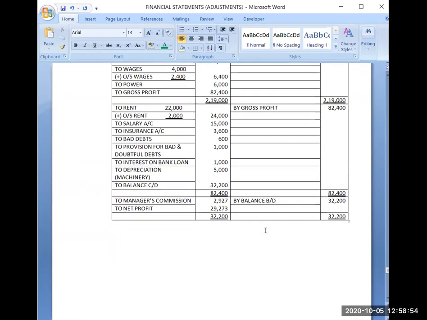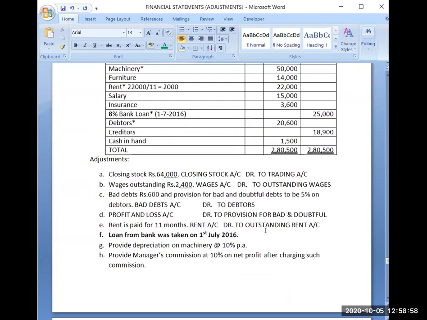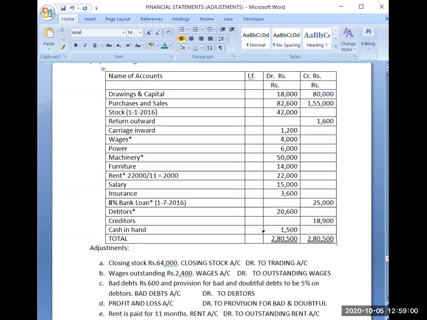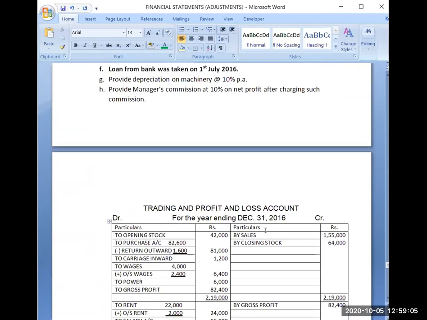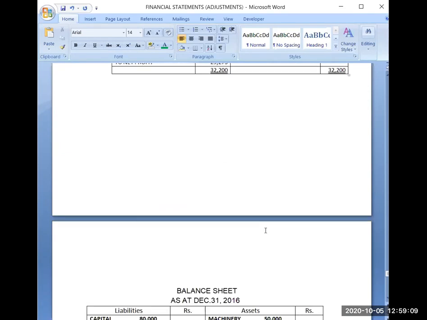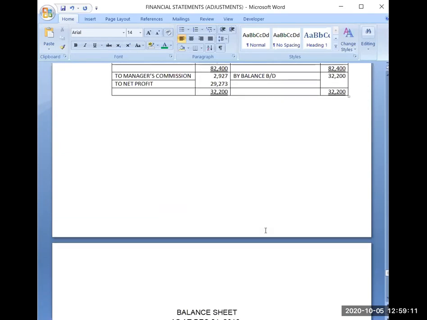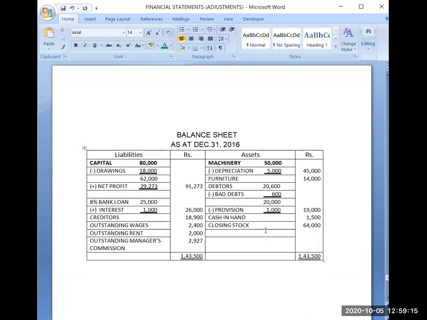So this way the question is completed. I have given you a demonstration of how to do the adjustments again. Please practice these questions. Only practice will make you proficient with such questions. Otherwise, you will not be able to attempt the questions properly, or you will not be able to complete the questions in the proper time.